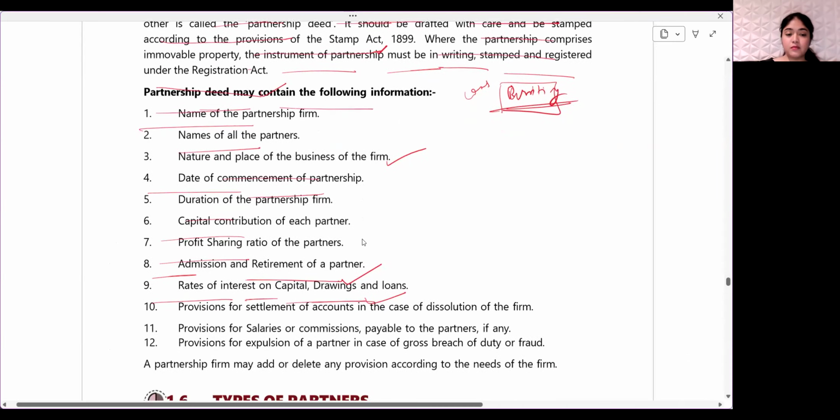Partnership deed. Provision for expulsion of a partner in case of gross breach of duty or fraud. If the partner does something wrong, can we eliminate him from the partnership? Can we expel the partner from the partnership? All these provisions also need to be mentioned in your partnership deed. A partnership firm may add or delete any provision according to needs of firm. You can make the amendments in the partnership deed and you can change any of the documents you want, like any of the provisions you want to be changed.